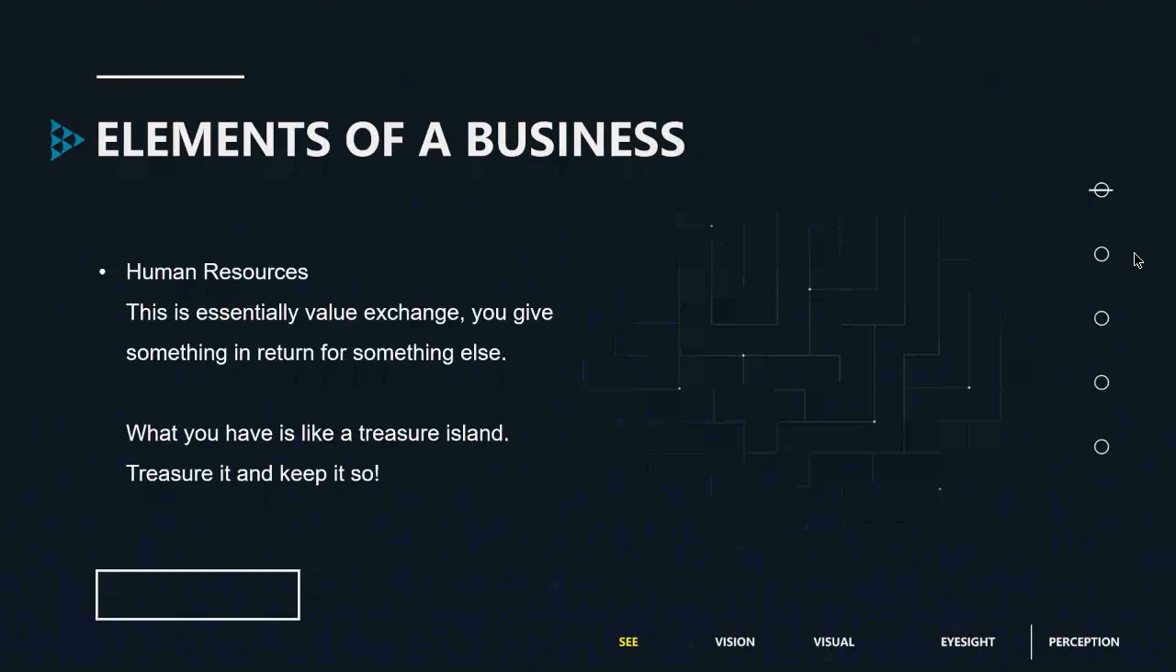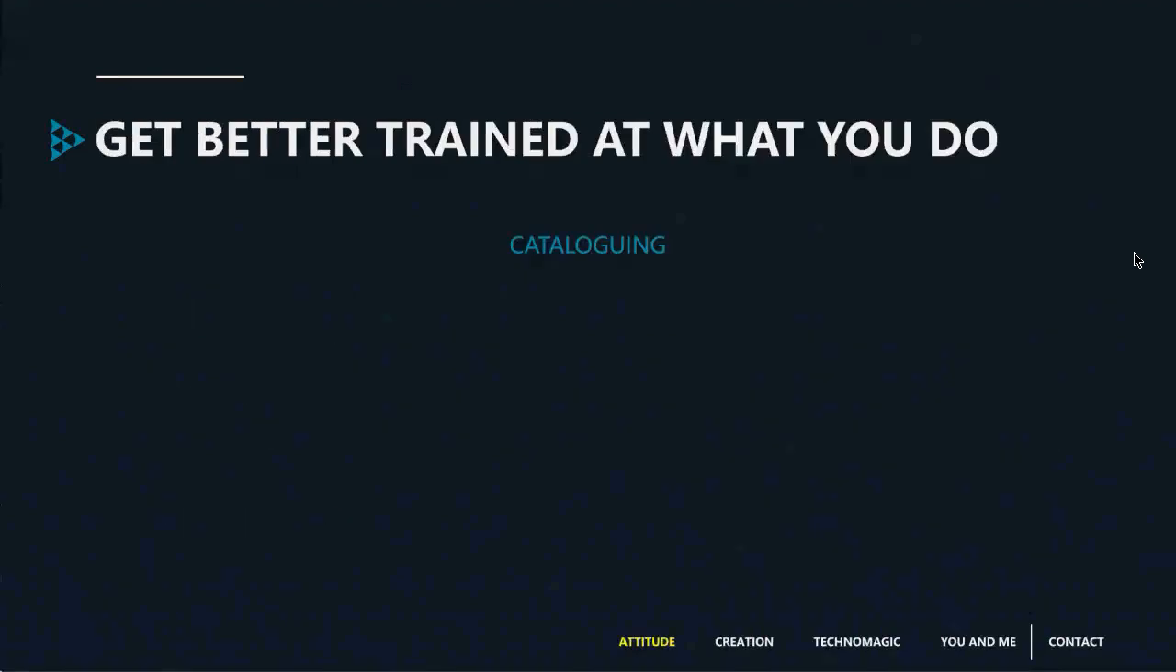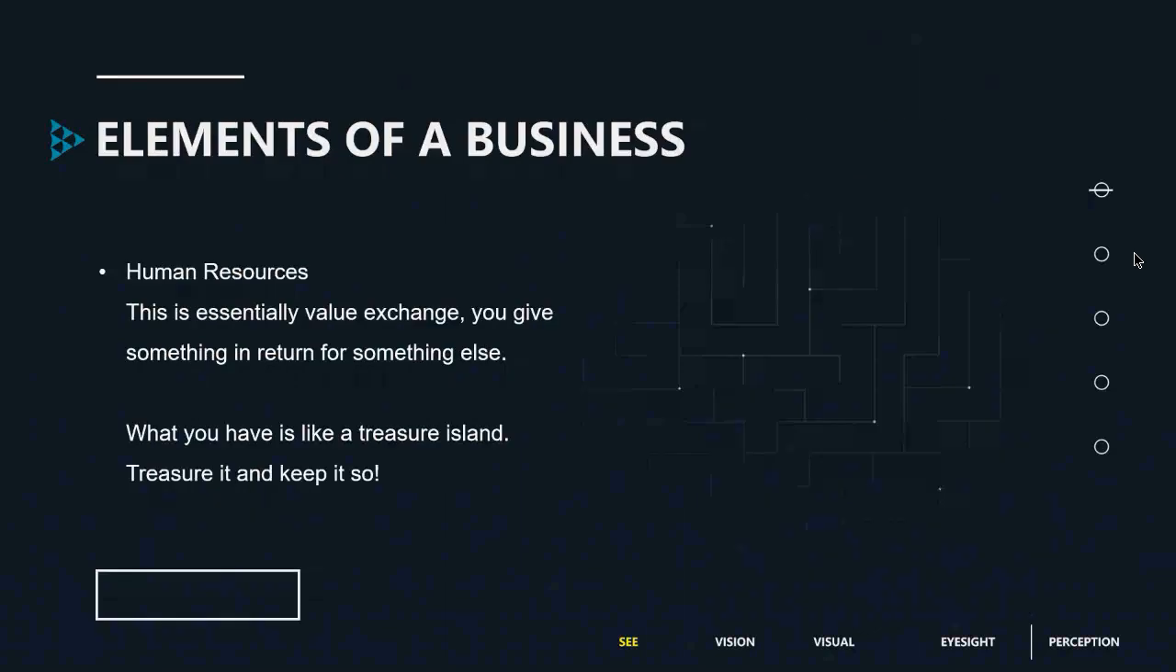Then the third one, human resources. Oh, so I must have gotten this wrong. Human resources is essentially the people. It's called building a network. Again, that's one of the reasons why we have insisted on collaboration here since day one. Talk to people around you. Build a network. You can't do it alone.